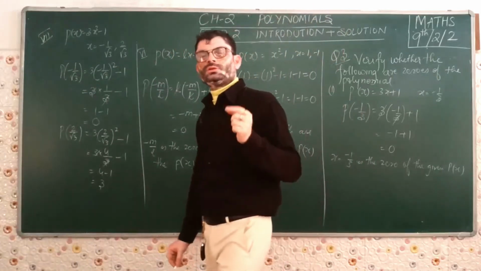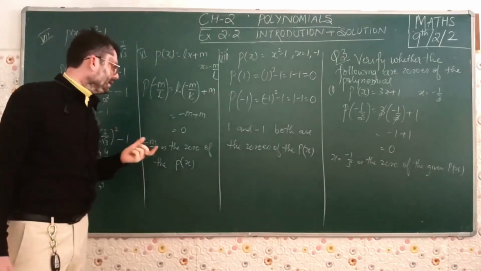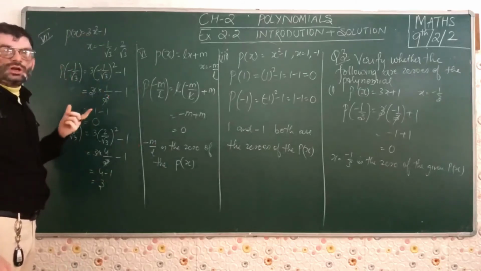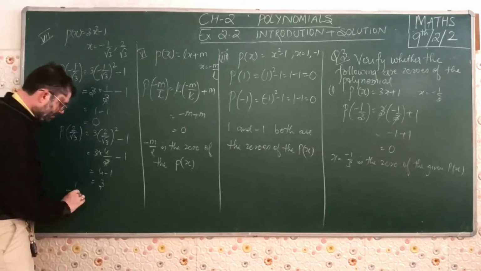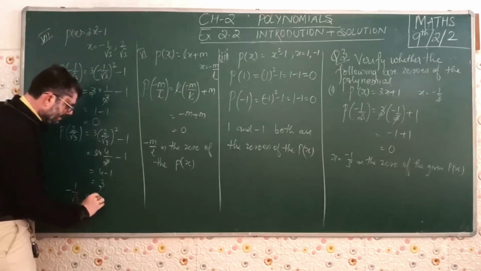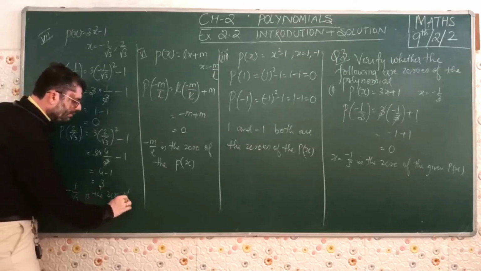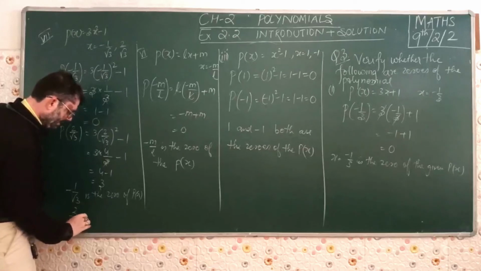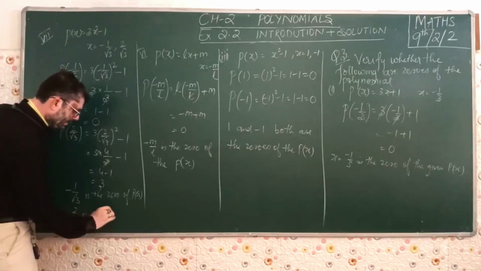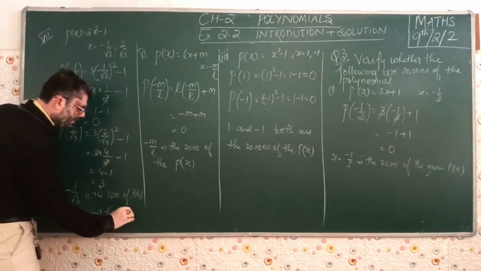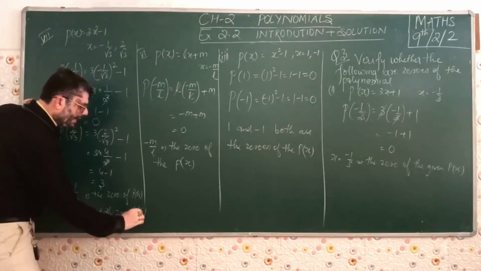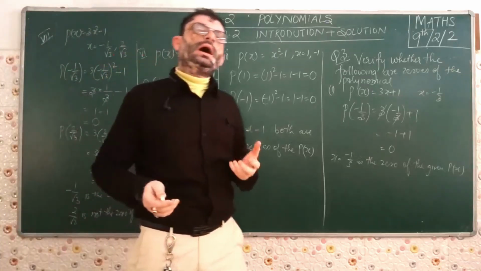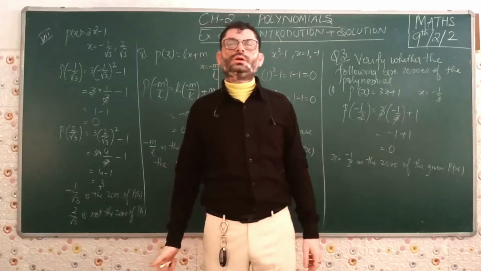That means out of the two values, in one of the values the polynomial becomes 0. If the polynomial becomes 0, that means that is the 0 of the polynomial, and in the second value where the value of the polynomial is not 0, that means that value is not the 0 of the polynomial. So we can say minus 1 by root 3 is the 0 of the given polynomial p of x, and 2 by root 3 is not the 0 of the given polynomial p of x. So this way we can check whether the given values of the variable are zeros of the polynomial or not.